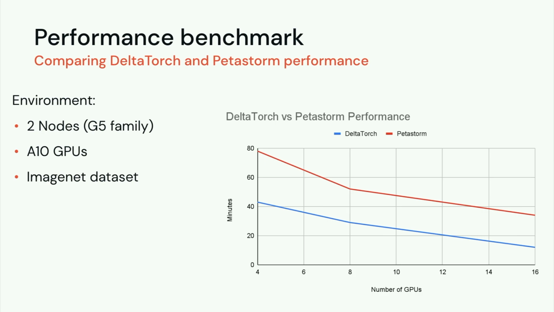And on ImageNet, I have used AWS, and I have always used 2 nodes of the G5 family. So I was using A10 GPUs. The node type, of course, was different because I'm using different types of GPUs, a different number of GPUs, as you see. And as you can see, Delta Torch is almost 2 times faster than Petastorm.